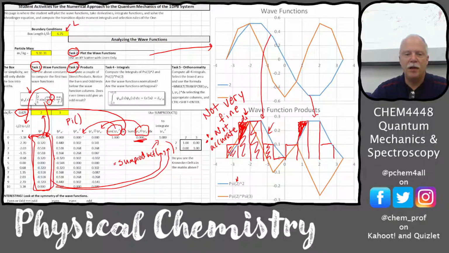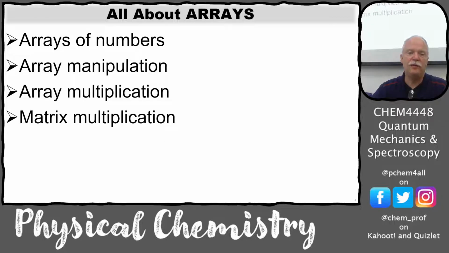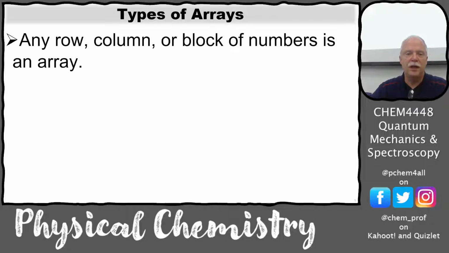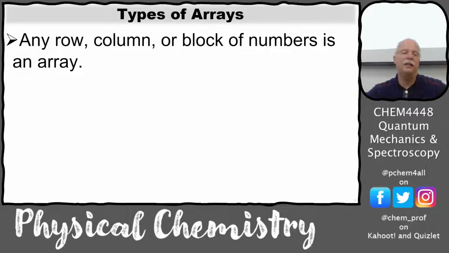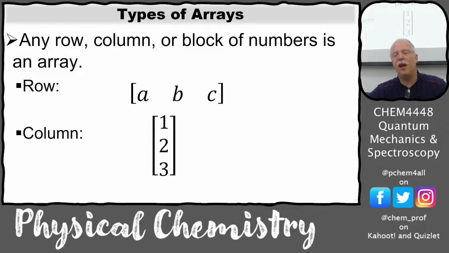Okay. And then we'll talk about this matrix multiplication in just a second. So let's dive a little deeper. So let's talk about arrays. And we'll do all these different types of things. Arrays of numbers, array manipulation, matrix multiplication, and so on is our ultimate goal. And then numerical integration. So any row or column or block of numbers is an array. So in Excel, we see these columns of numbers. Those are arrays. And so you could have a row of numbers, or you could have a column of numbers.